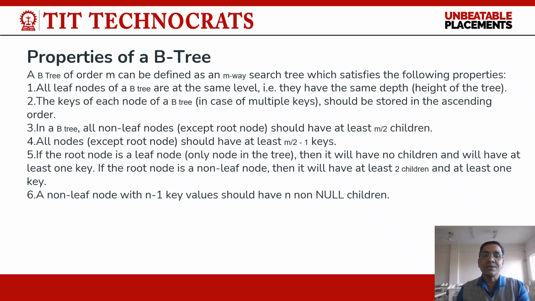In a B tree, all non-leaf nodes should have at least M by 2 children. All nodes except the root node should have at least M by 2 minus 1 keys. If the root node is a leaf node, then it will have no children and at least 1 key. If the root node is a non-leaf node, then it will have at least 2 children and at least 1 key. A non-leaf node with n minus 1 keys should have n non-null children.